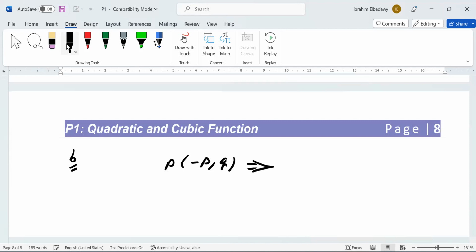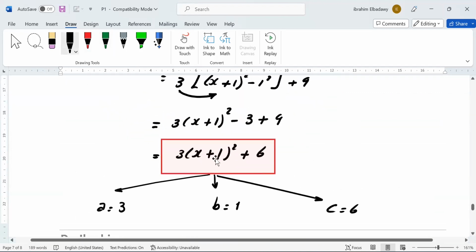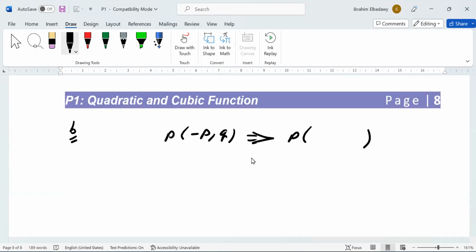Okay, طيب. Here, negative p, p is the value beside x. Okay, beside x I have 1. يبقى negative 1, not 1. يبقى p represents the value beside x here. يبقى you have p equal to 1, negative p equal to negative 1. And q, what's the value of q? Which is 6. يبقى here you have negative 1 and 6.